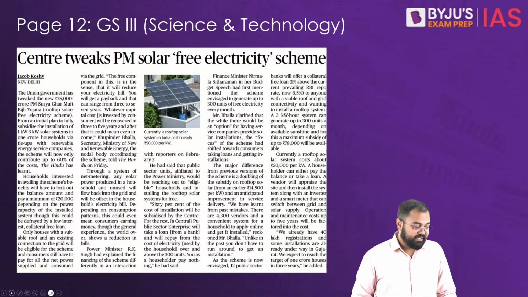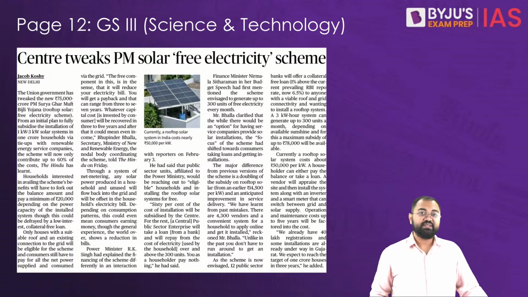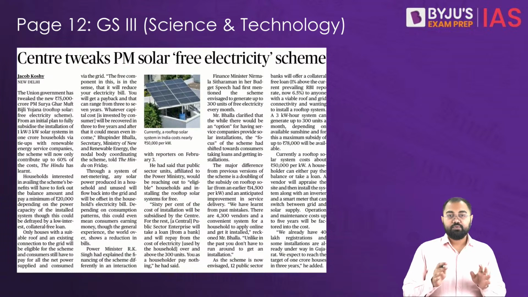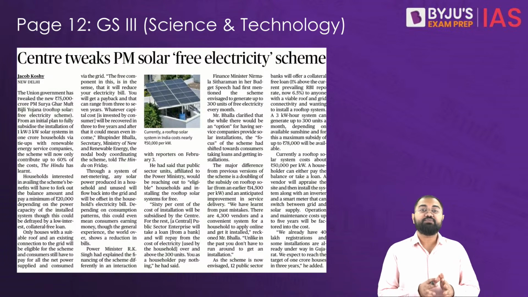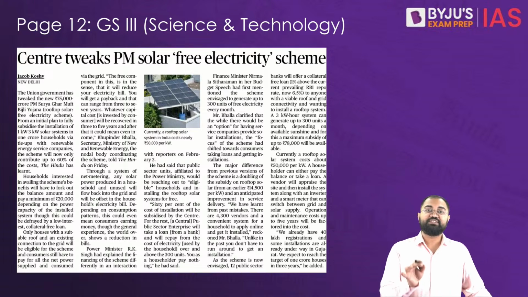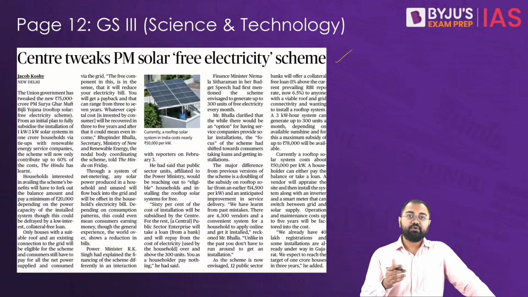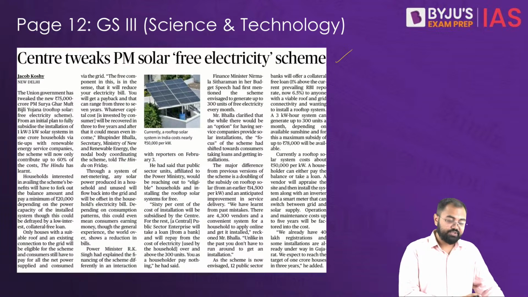Then the second article: Center tweaks PM solar free electricity scheme. Now what this article says is that the government of India has revised the PM Surya Ghar Muft Bijli Yojana, or the free electricity scheme. Originally it was supposed to be free, but now it is covering only up to 60% of the installation cost according to this report.